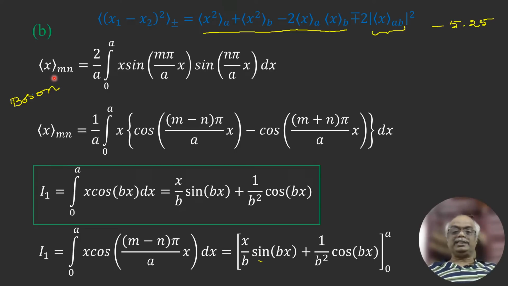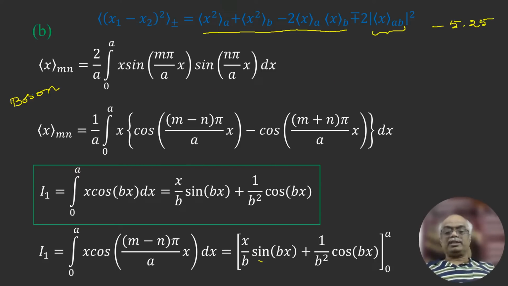So this expectation value of x_mn is equal to 2 over a, integral from 0 to a, of x sin(m pi x divided by a) and sin(n pi x divided by a) dx. This is the wave function for particle A, and this is for particle B. This is the normalization constant. Here you can see it is in sin A sin P format.